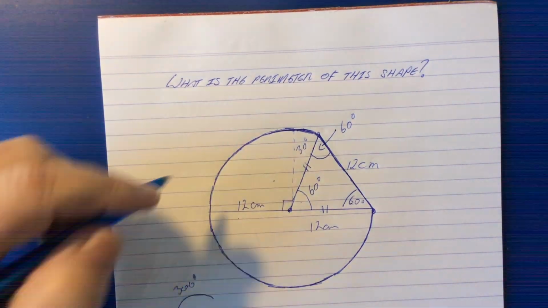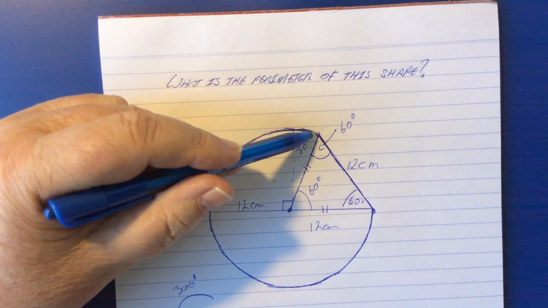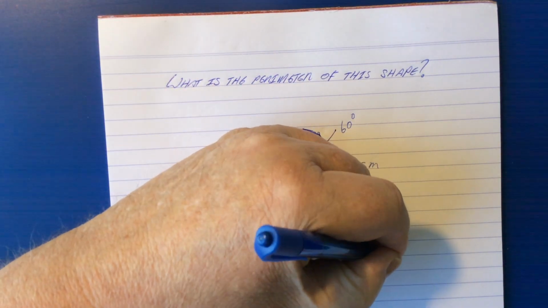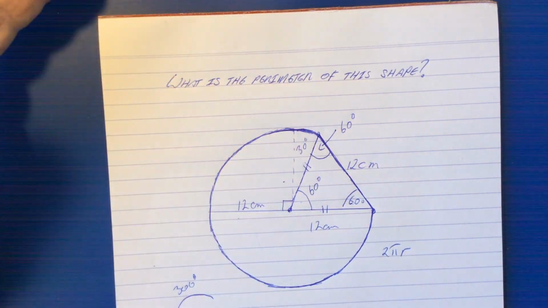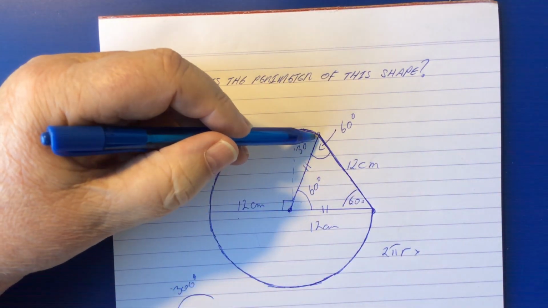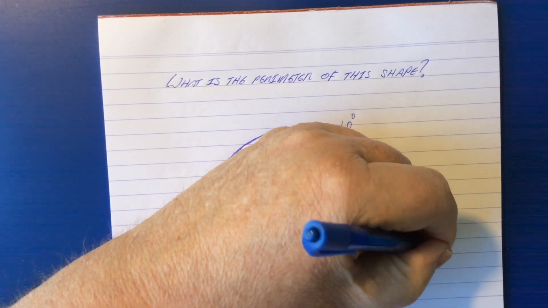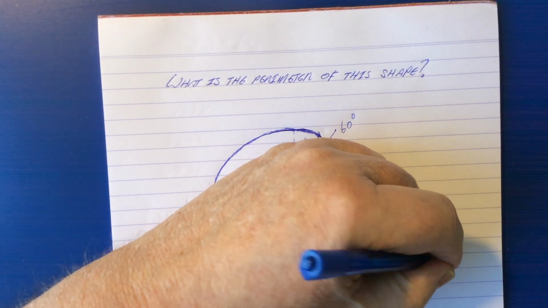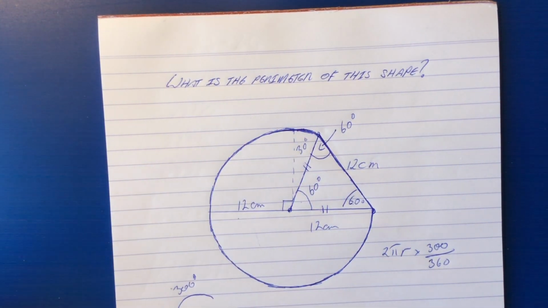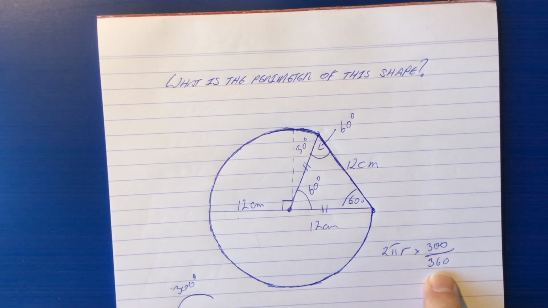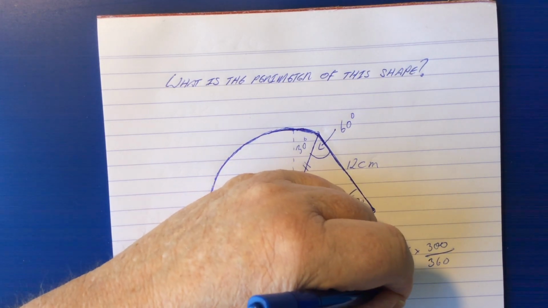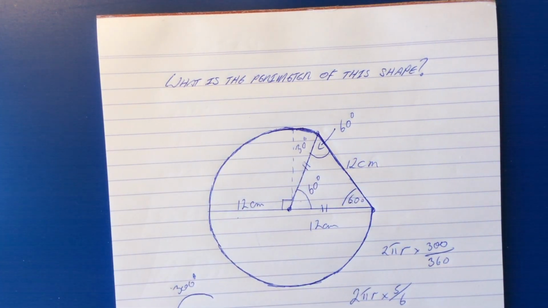Now, how do we find the perimeter of this shape? Well, we use 2 pi r for the circumference of a circle, but in this case we have a 300 degree arc, and we divide that by 360 to get the portion of the arc that we're seeing here. Okay, well we can simplify this fraction, so this becomes 2 pi r times 5 over 6.